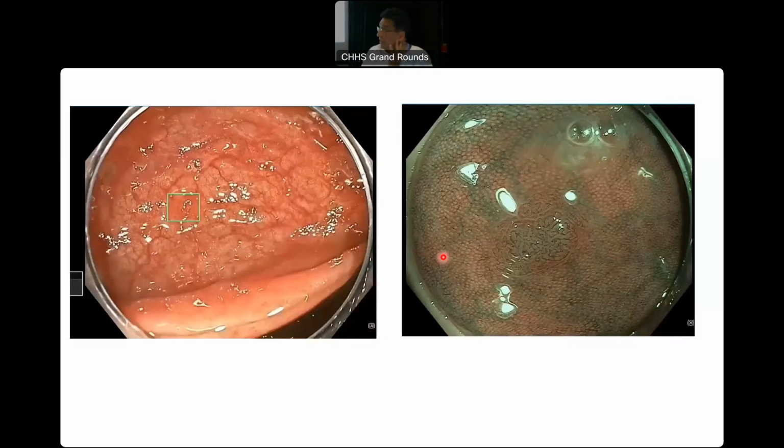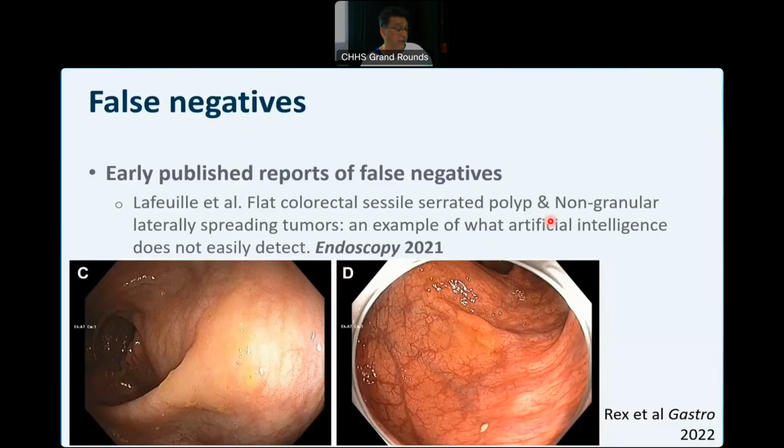So this is just an example. I don't know how well it projects, but this is that green box that goes in and out and flashes. Out there it's not as visible, but when you get closer and use enhanced imaging, you can see a well-defined traditional tubular adenoma, which was picked up by AI. It probably would have been picked up by an expert endoscopist, but the AI does help.